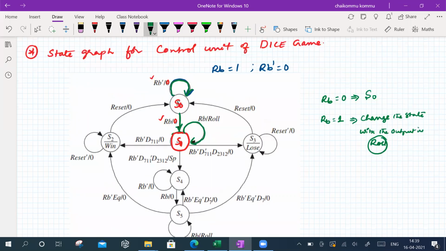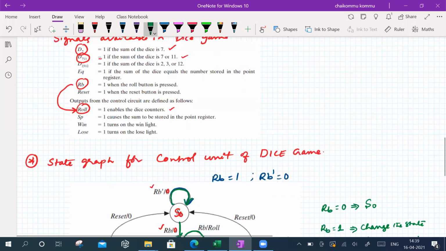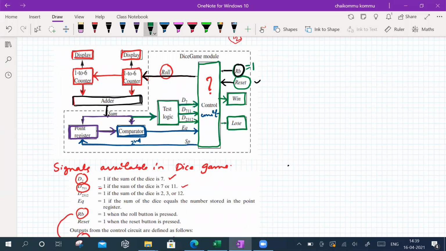That means whenever this value is equal to 1, immediately the control unit has to generate the roll output and activate it. So when the roll button is equal to 1, then the roll output must be generated. For the control signal, if you consider here, RB is the input for this one. What is the output for this one? Roll is an output for this one. And reset is also one input to this one. So according to the inputs, it has to generate the outputs.